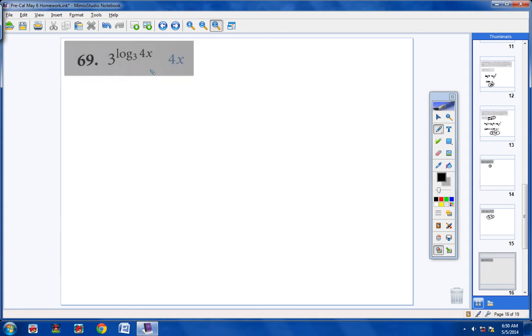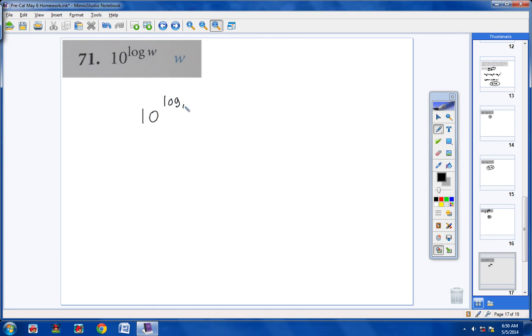Number 69. Whenever your logarithm is written as an exponent, which it is, and the base here matches the base here, then the entire expression equals the argument, and your argument is 4x. So the answer is 4x. Number 70. Now remember, this is a common log right here, so really you can rewrite your exponent like this. We can put a 10 in right here, okay? Whenever your logarithm is written as an exponent and the base here matches the base here, the entire expression just equals the argument, and the argument is w. So your answer is w.